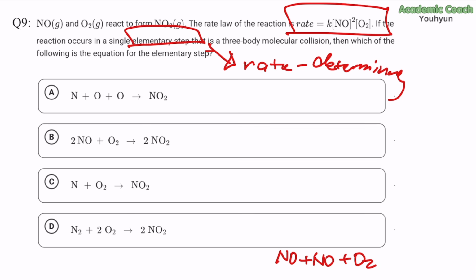Then eventually it's 2 times NO plus O2. So B should be the right equation for the elementary step.